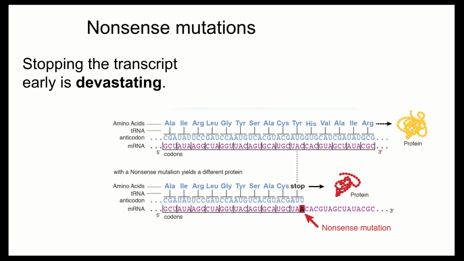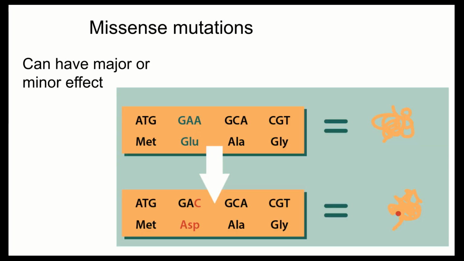Nonsense mutations, stopping the transcript early because we have an early stop codon, these are devastating. If we're only getting partway through our protein code, if we're only getting some of our amino acids into that amino acid chain, we are certainly not going to make a functional protein. Nonsense mutations are typically disastrous for the protein function.